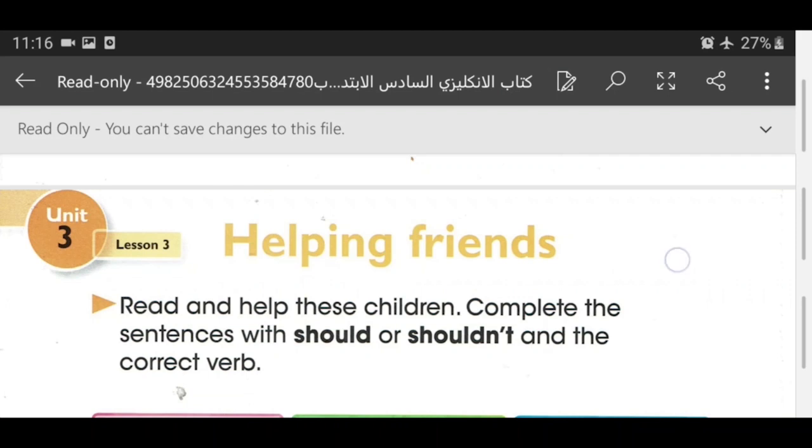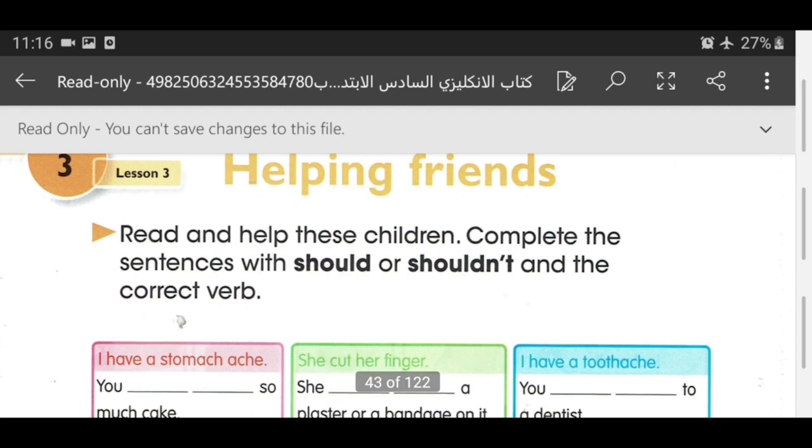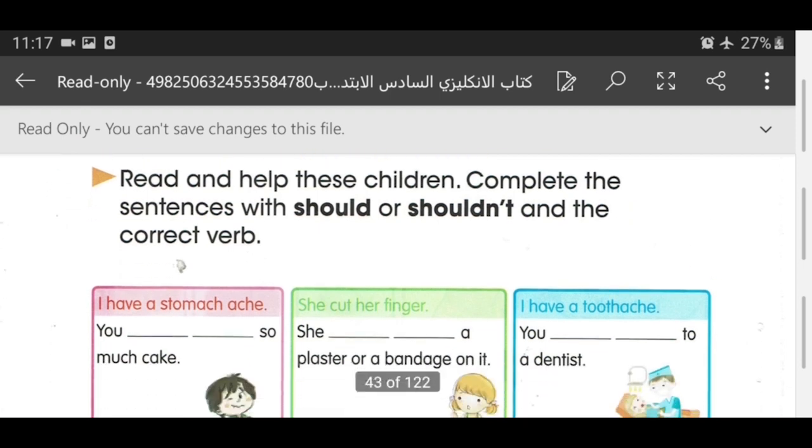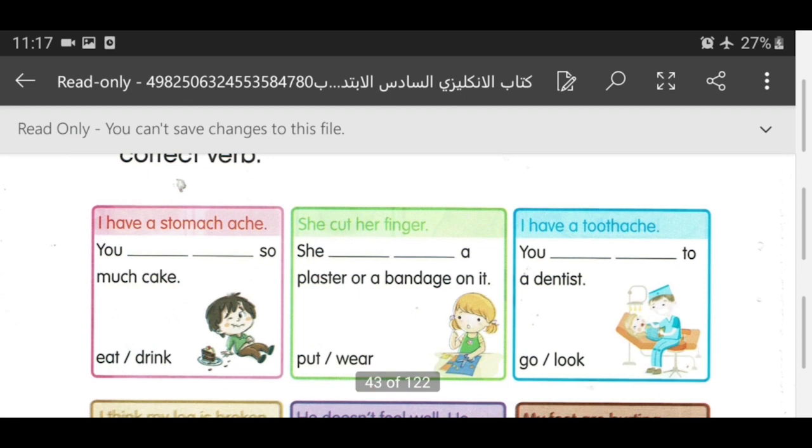Now I'm going to explain Unit 3 Lesson 3 for sixth grade. Helping friends. Read and help these children. Complete the sentences with should or shouldn't and the correct verb. Here we have verbs. We use should or shouldn't depending on the sentence and take the appropriate verb.